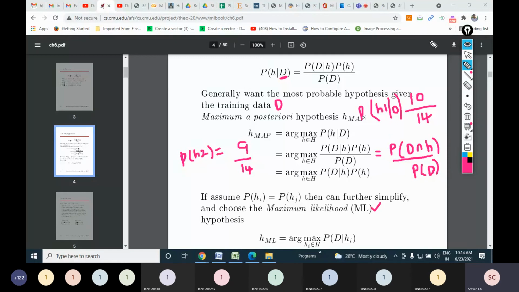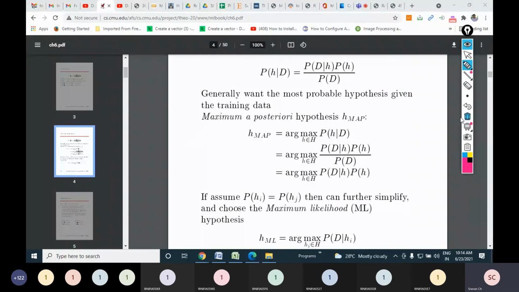There is no doubt in that. But for example, if we assume P of Hi equals P of Hj, meaning both H1 and H2 are giving correct answers. Both H1 and H2 are giving correct answers for 10 records out of 14 records. Now tell me which hypothesis I should take, because both hypotheses are giving me the same accuracy.